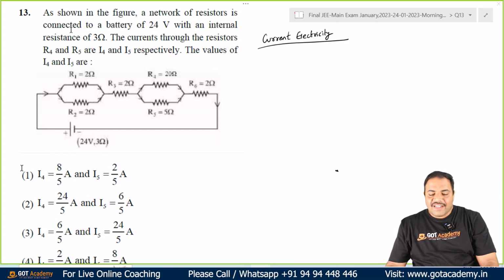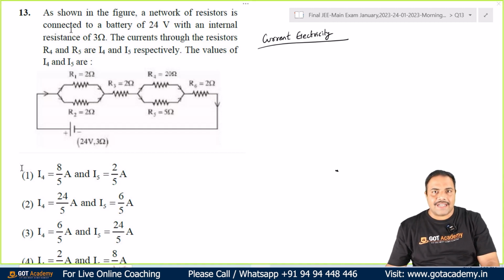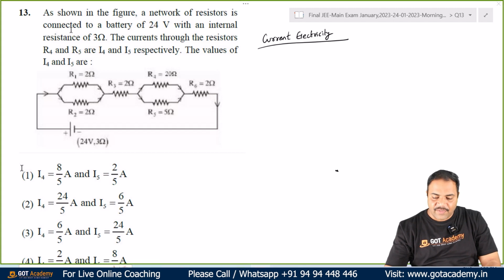So children, by looking at this particular question, that is the 13th question, it was very clear that it is from the current electricity chapter, right? So from the basics that we know, we could do this question. One is Ohm's law, V equal to IR, and another one is series and parallel analysis. Okay, so look at this circuit carefully.